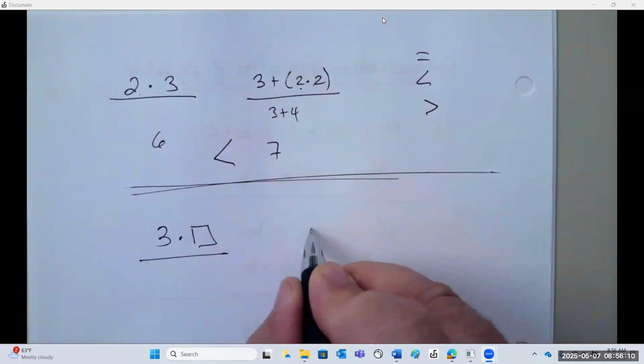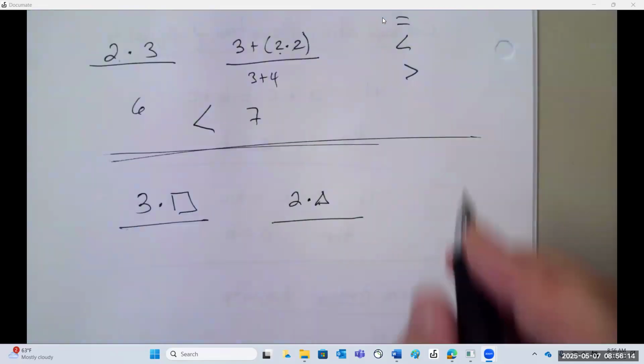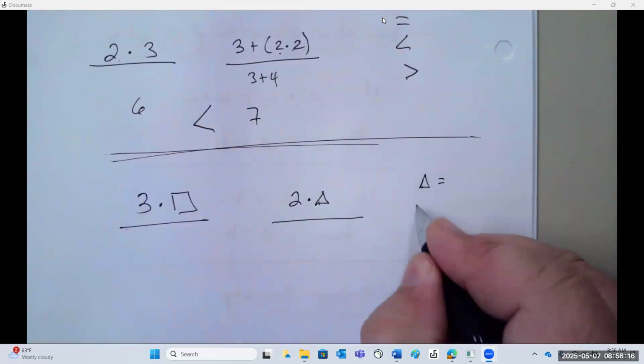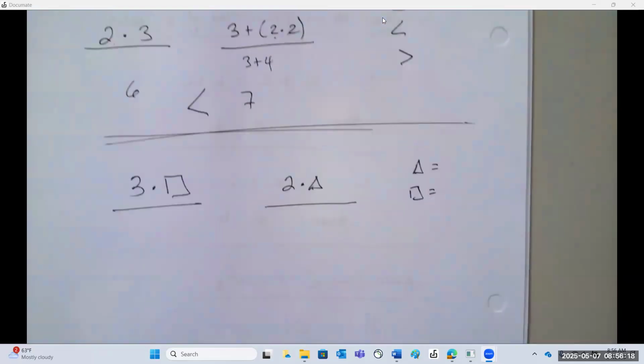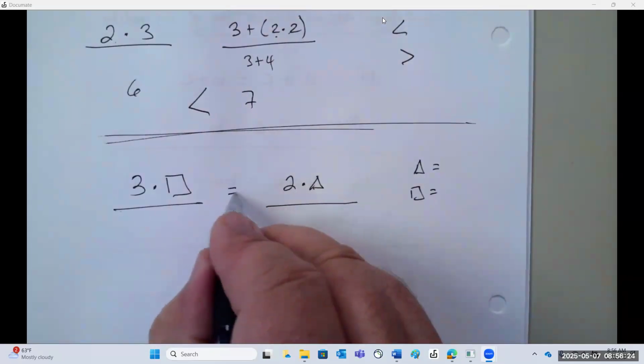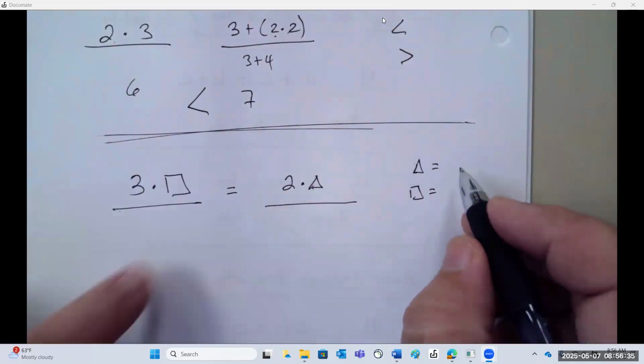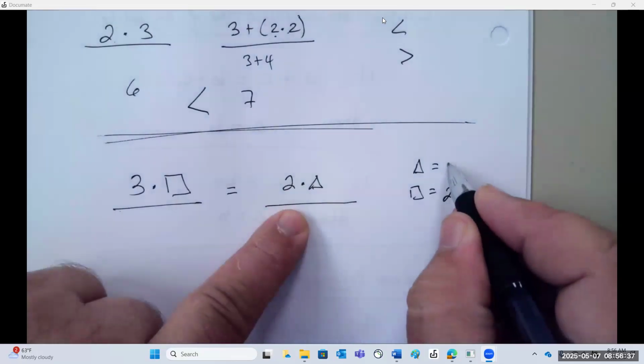There's one of them. So what do these have to be? If I want it to be equal, what does it have to be? What does a square have to be? What does a triangle have to be? Yeah. Square would be 2, and the triangle would be 3.